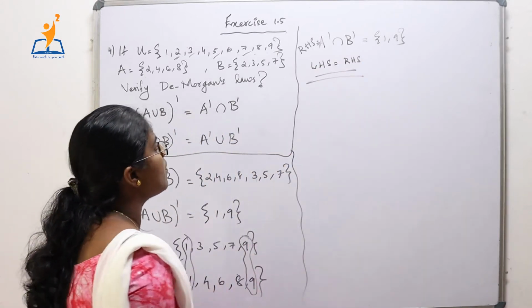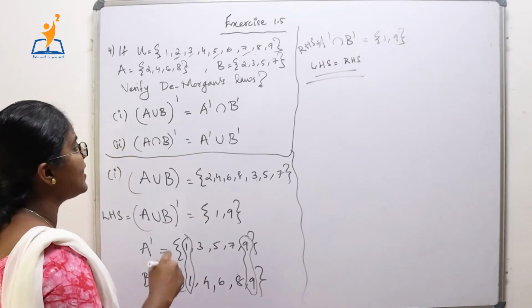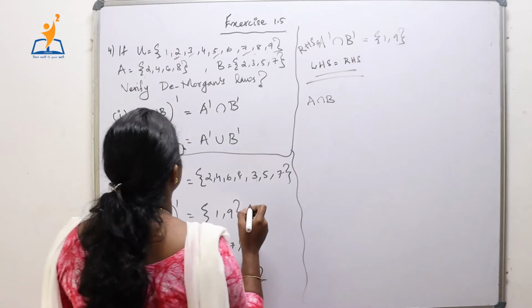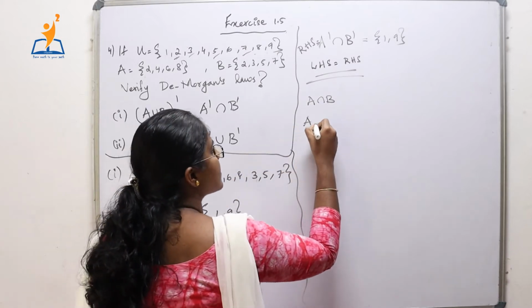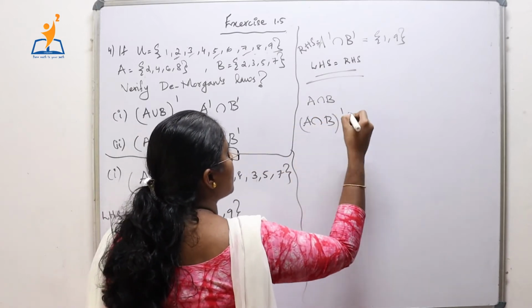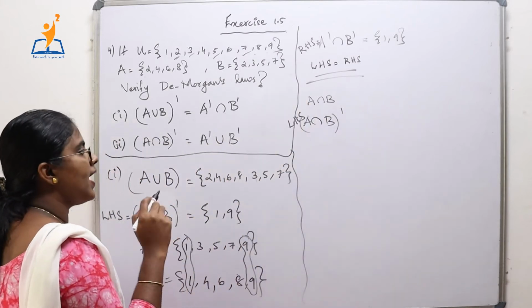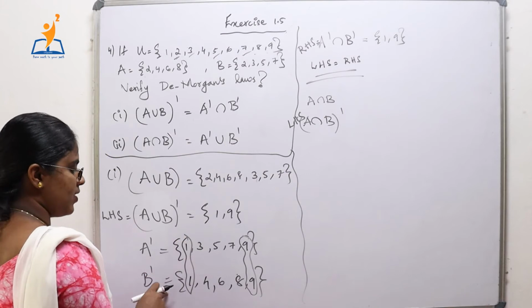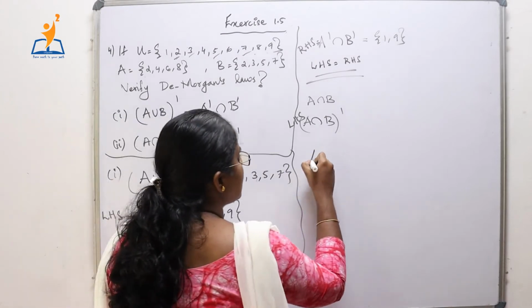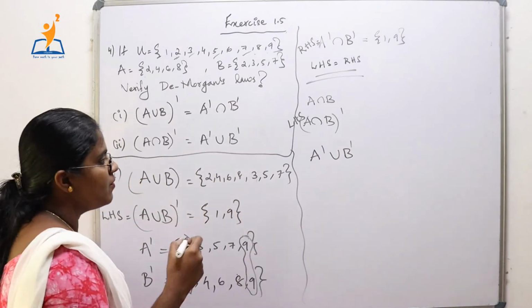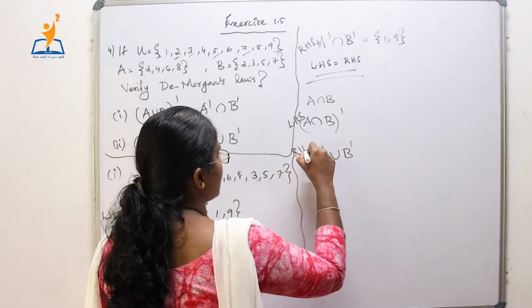Now the second De Morgan's law. For that we want A intersection B, and then we want A intersection B the whole complement, which is our LHS. After that we want A complement and B complement. It is already found here. So after that we can find A complement union B complement, which is our RHS.